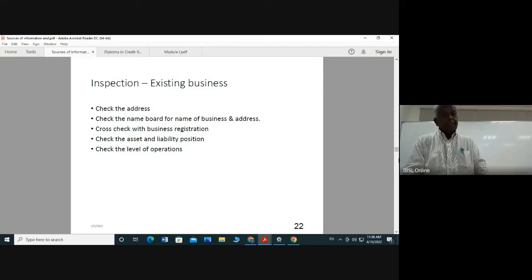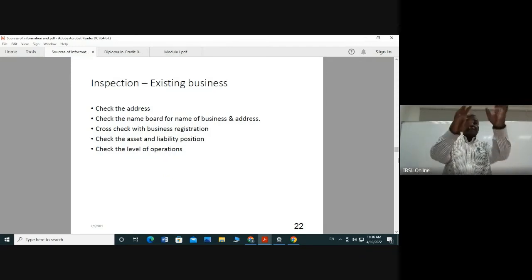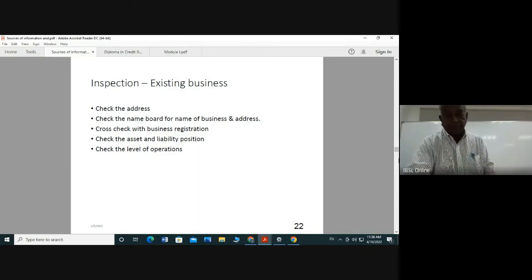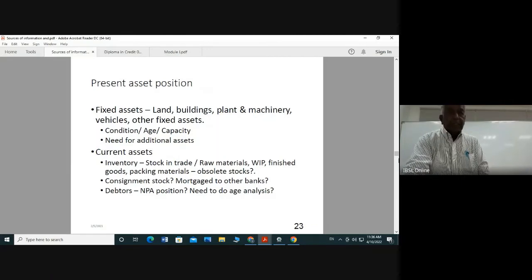So you check the asset and liability position. What are the assets available? What is the liability? And the level of operation. This is an existing business, so check the level of operation. Present asset position. So check the asset position.